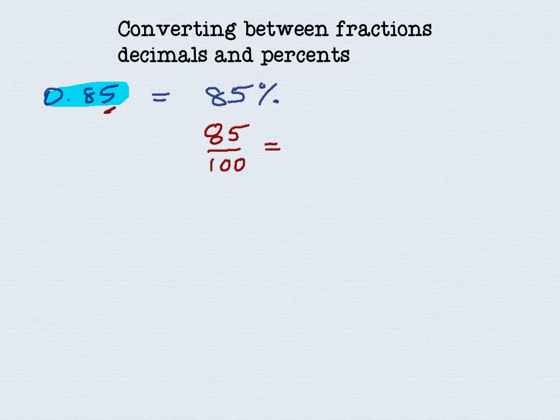5 goes into 85 17 times. 5 goes into 100 20 times. So 17 out of 20 is the same thing as getting 85 out of 100, or getting 85%, or getting 0.85 on an assessment. They're all the same.